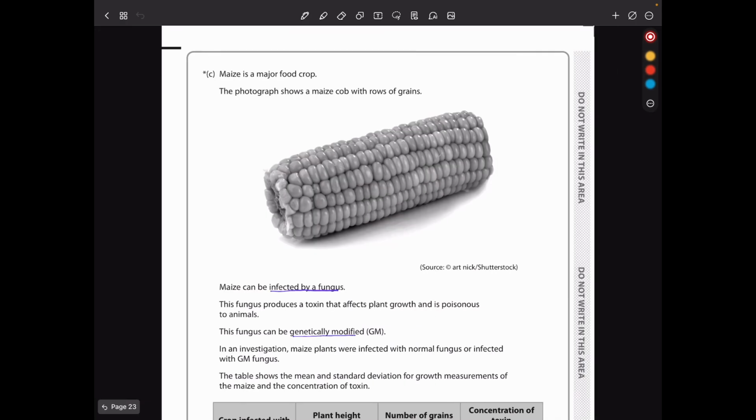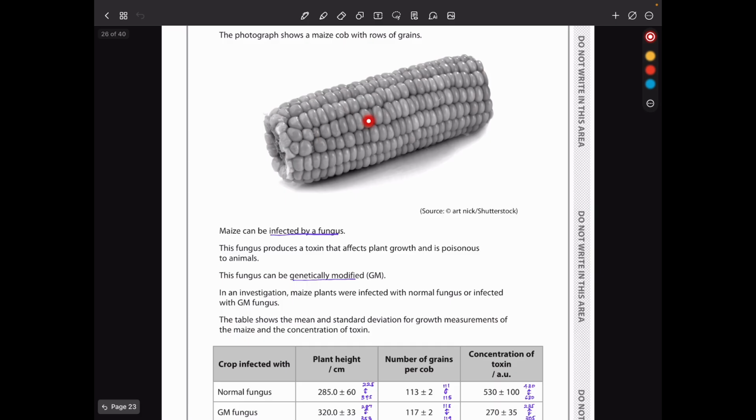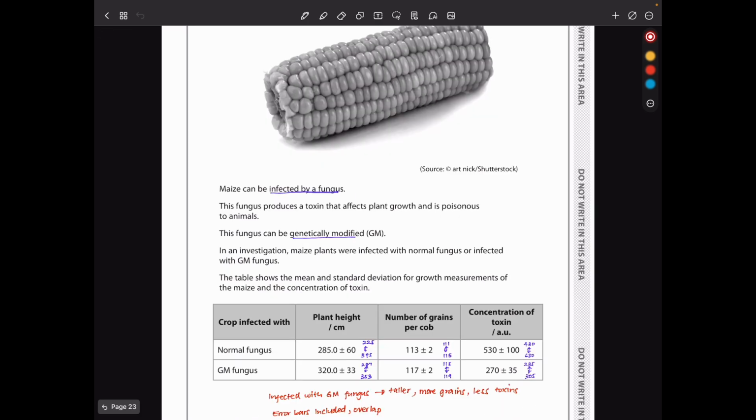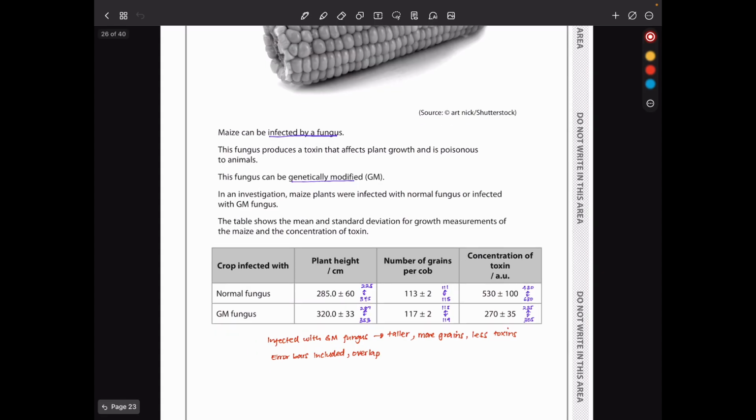In part C, maize is a major food crop. The photograph shows a maize cob with rows of grains. We can see the grains. Maize can be infected by a fungus. This fungus produces a toxin that affects plant growth and is poisonous to animals. The fungus can be genetically modified. In an investigation, maize plants were infected with normal fungus or infected with GM fungus. The table shows the mean and standard deviation for growth measurements of maize and the concentration of toxin.